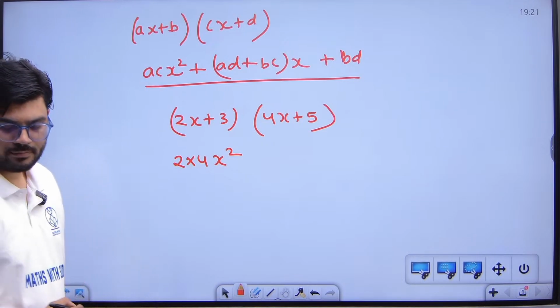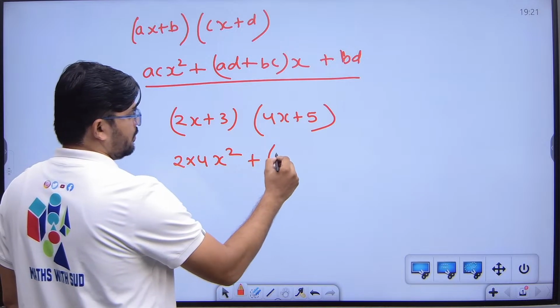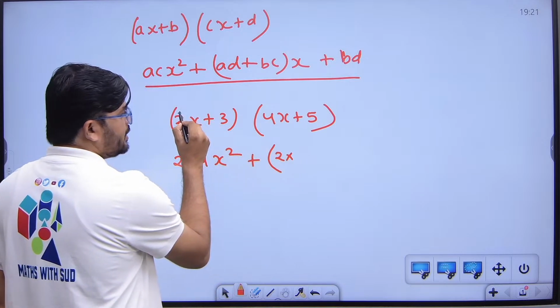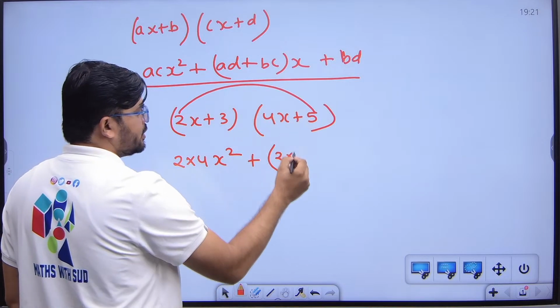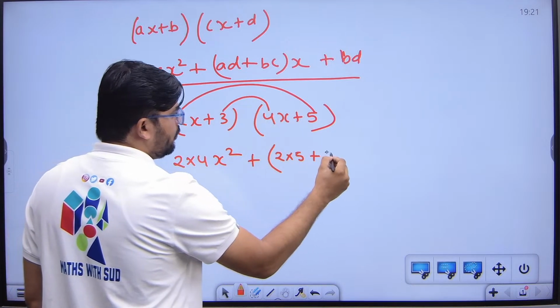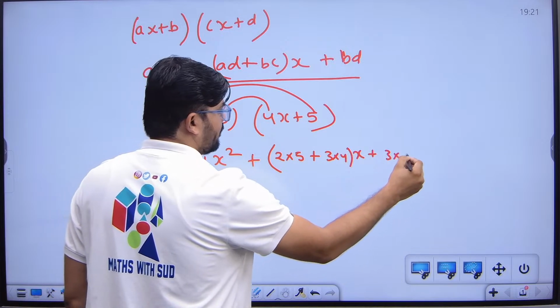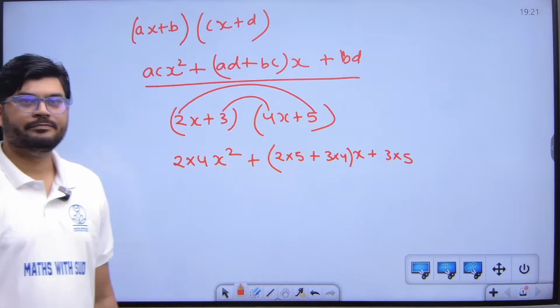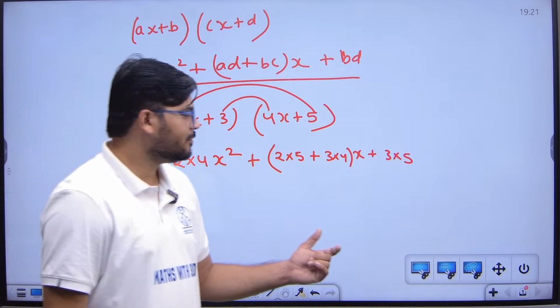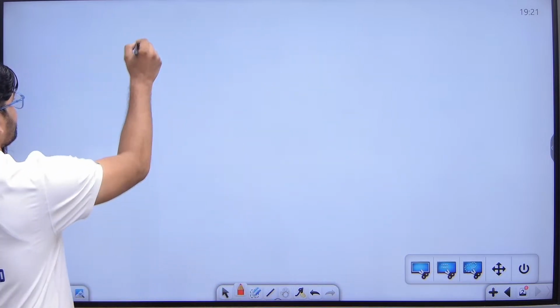Plus 2 into 5, this coefficient with this constant, so 2 into 5 plus 3 into 4 times x, plus 3 into 5. Are you getting it? Yes. Can you be a bit faster then? Okay, I want to see more swiftness now.